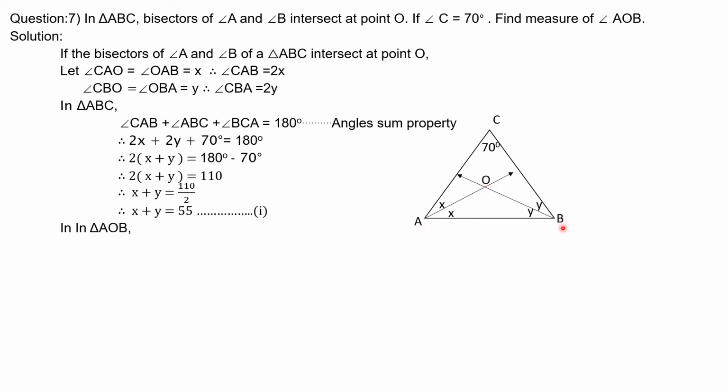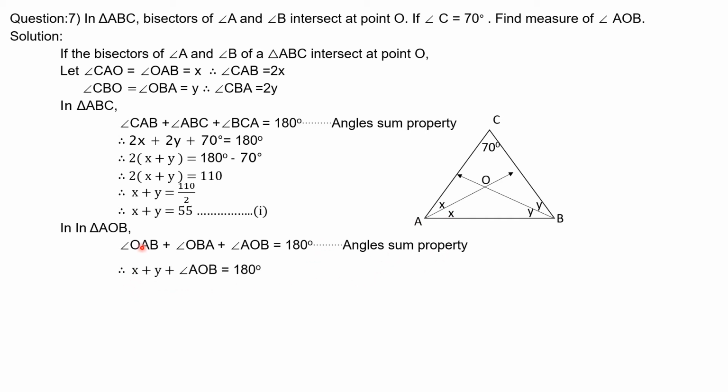In triangle AOB, again we are using the same property. In triangle AOB, angle OAB plus angle OBA plus angle AOB is equal to 180 degrees, angle sum property. Therefore, the measure of angle OAB is x, we write here x, plus the measure of angle OBA is y, we write here y, plus angle AOB is equal to 180 degrees. But we already found x plus y is equal to 55 degrees. Therefore, 55 plus angle AOB is equal to 180 degrees.